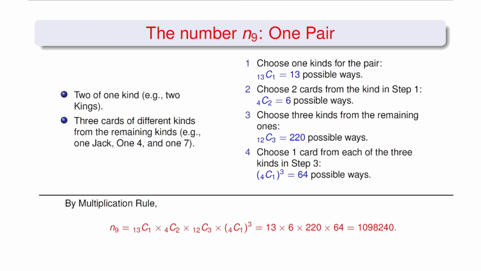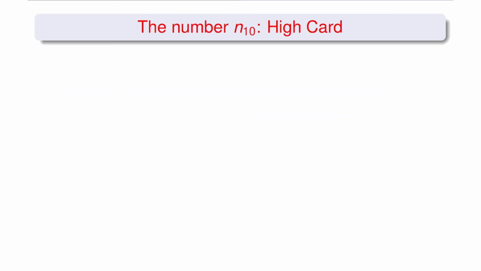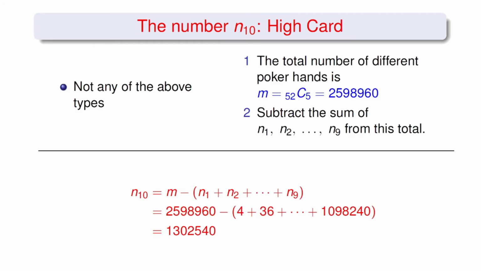Finally, next is our high card. This is all the other cards, all the other poker hands. It's not a royal flush, not a straight flush, not a full house, not a flush. Well, it's all the remaining poker hands. So how to get the number N10? It is not any of the above types.